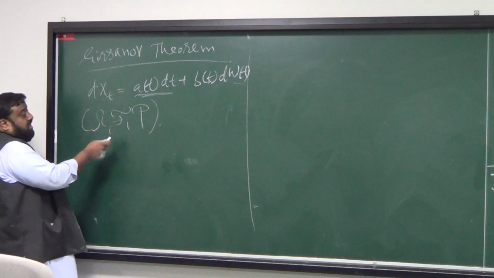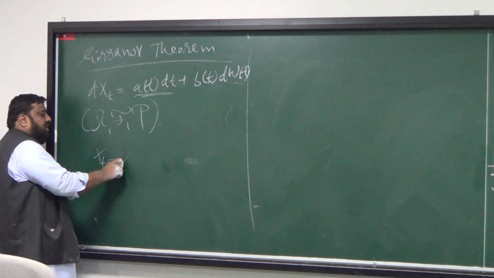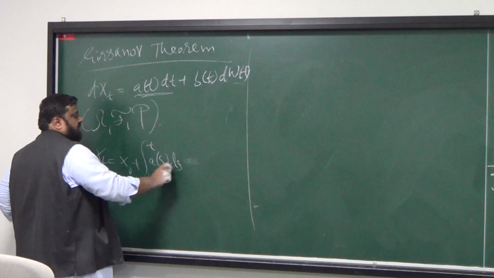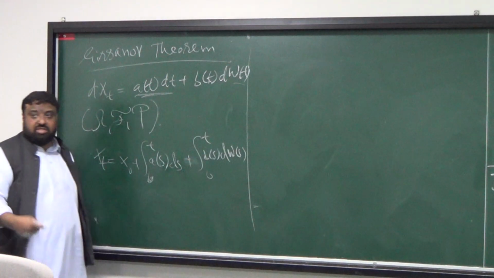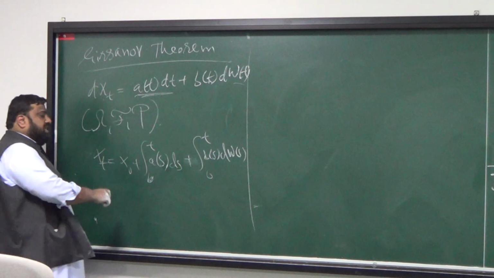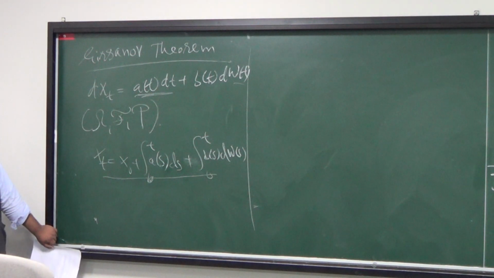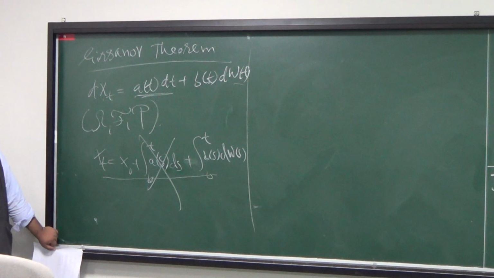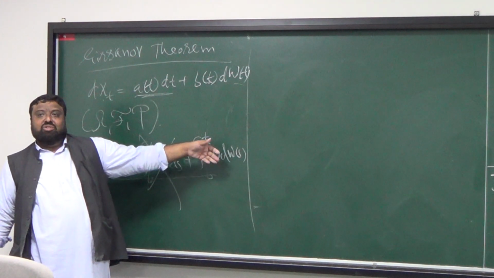Why? If you write it in its integral form, you're going to have X naught plus the integral of A(s) ds from 0 to t, plus the integral of B(s) dW(s) from 0 to t. In general, for an arbitrary A, this process is not a martingale. But I can turn it into a martingale if I can get rid of this term. If you get rid of this term, it equals a stochastic integral, and a stochastic integral is a martingale.